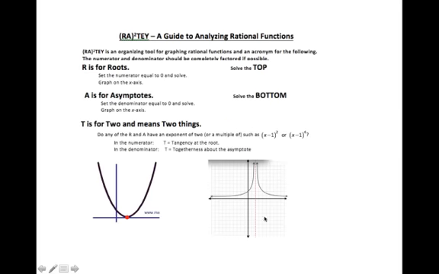But here you can see the togetherness. So T is for 2, and it means two things. Tangency at the root if it's in the numerator. Togetherness about the asymptotes if it's in the denominator. And that makes sense that if you have the squared on top, that means you've got tangency at the root, because the top is all about the roots. If you have the squared on the bottom, it's about togetherness at the asymptotes, because the whole bottom is about the asymptotes.